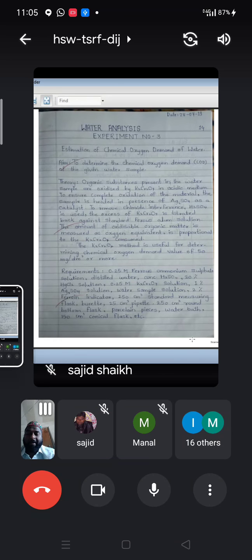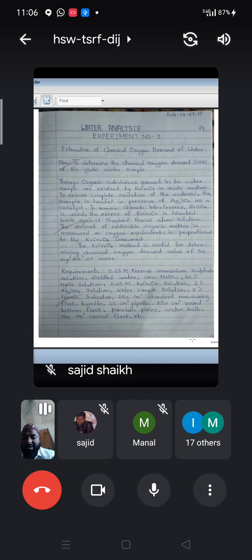Now, what are the requirements? First of all, we have to prepare the 0.25 molar ferrous ammonium sulfate. It is called a ferrous alum solution. Then distilled water, and concentrated H2SO4 should be there. 20% AgCl2 solution, 0.25 molar K2Cr2O7 solution, 1% Ag2SO4 solution, water sample.